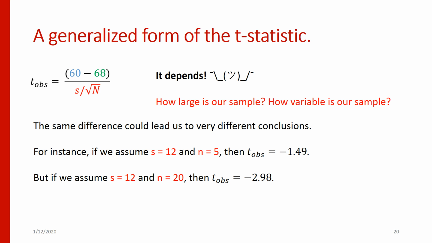Similarly, if we assume that sigma is 12, but now n is 20, that's going to make that denominator larger because now it's 12 divided by the square root of 20 to give us the standard error. And that actually leads to a t-observed value of negative 2.98. So that's a more negatively extreme t-observed value. And without calculating the specific probabilities, you should hopefully recognize that that is less likely to have occurred due to sampling variability alone. So we're going to be more likely to conclude that this didn't arise just due to sampling variation if this is what we got. Whereas if this is what we got, we could say, well, this might be due to sampling variability.